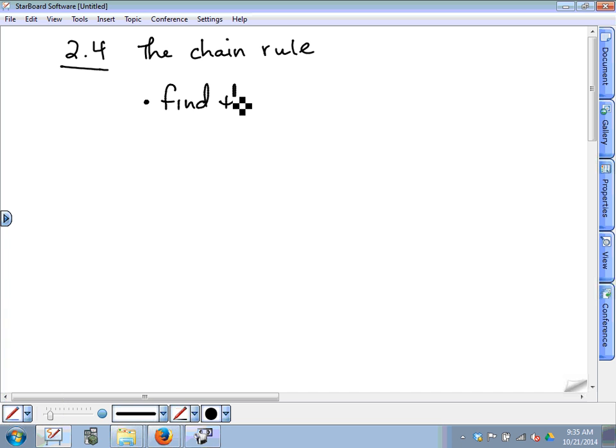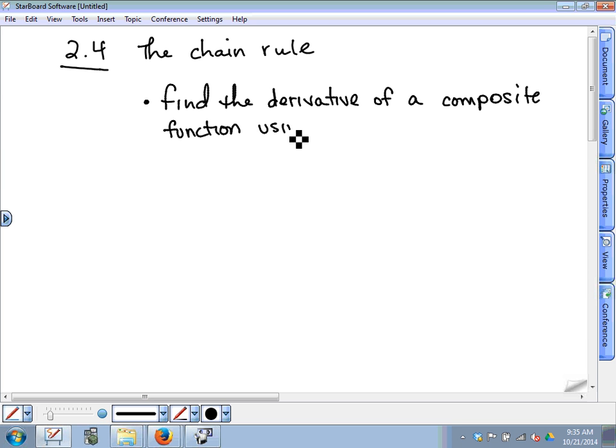Find the derivative of a composite function using the chain rule.